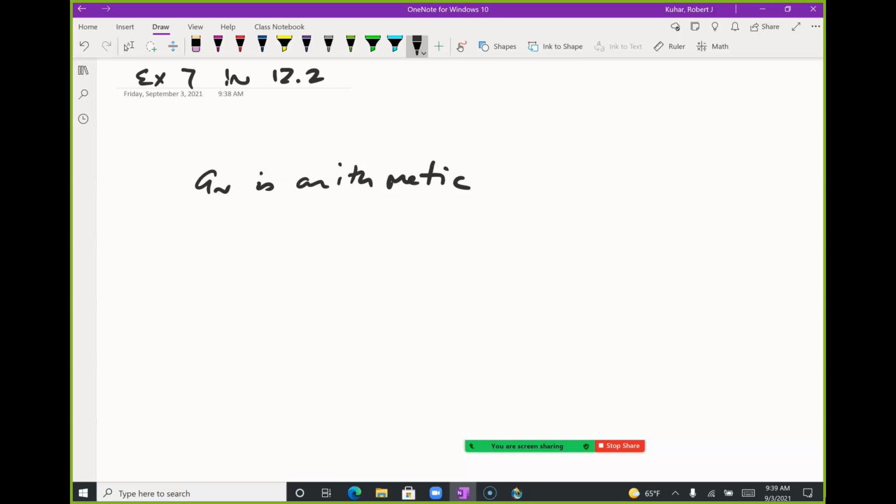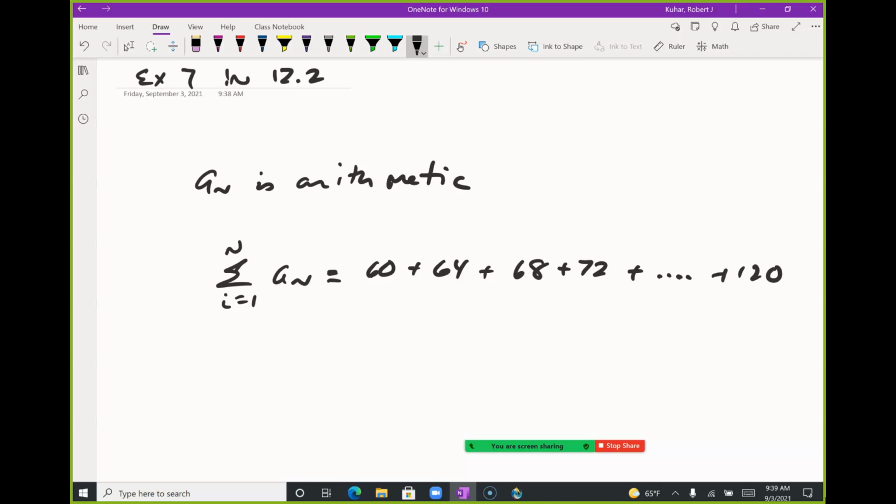And I know that the sum from i equals 1 to n of a sub n is 60 plus 64 plus 68 plus 72 plus ... and I'm going to end at 120. Right? So I'm stopping there.